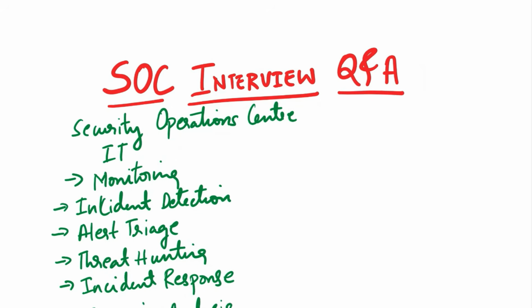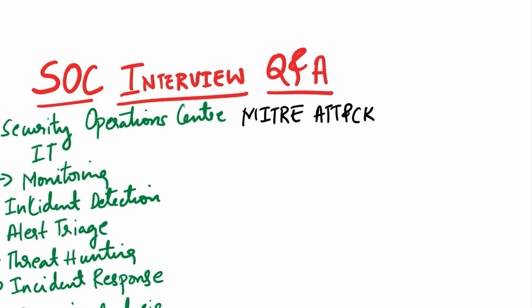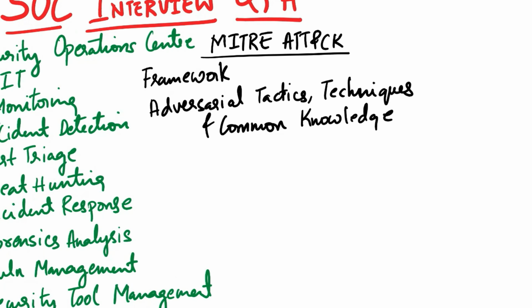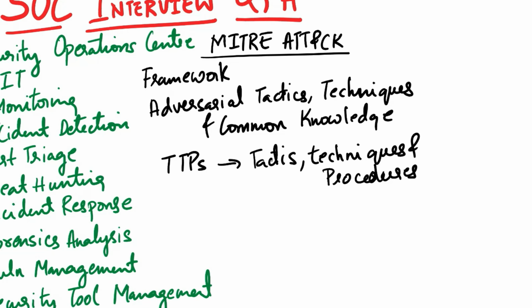The next question is, what is MITRE ATT&CK and how is it used in SOC operations? MITRE ATT&CK is a framework that stands for Adversarial Tactics, Techniques, and Common Knowledge. MITRE ATT&CK is a comprehensive knowledge base and framework that documents TTPs. TTP stands for Tactics, Techniques, and Procedures. These TTPs are used by cyber adversaries during various stages of a cyber attack. It provides a structured and standardized way to understand and categorize the behaviors and actions of threat actors.